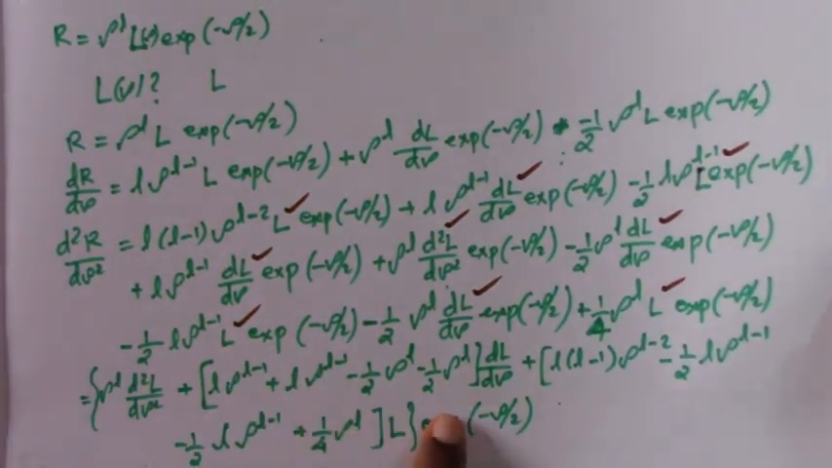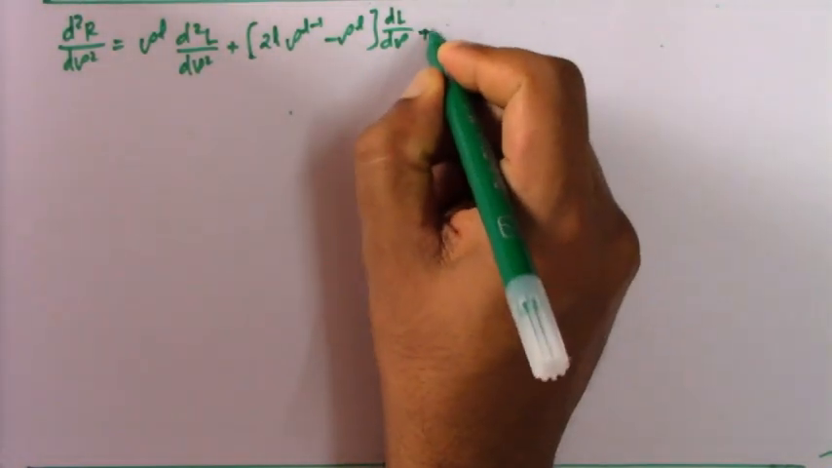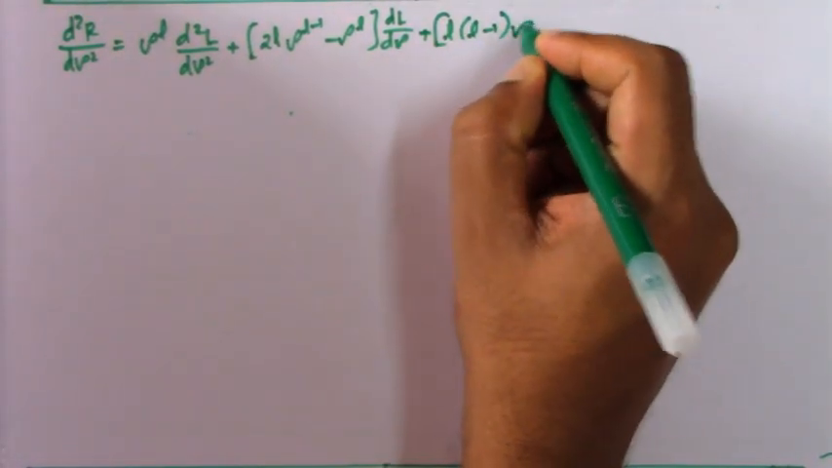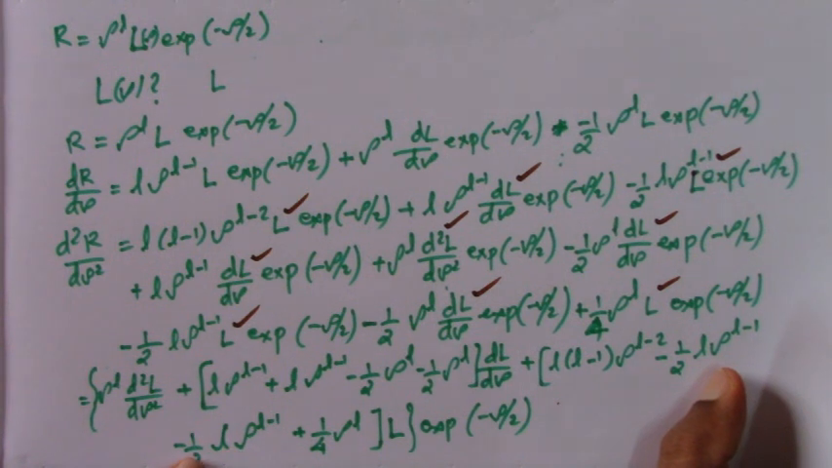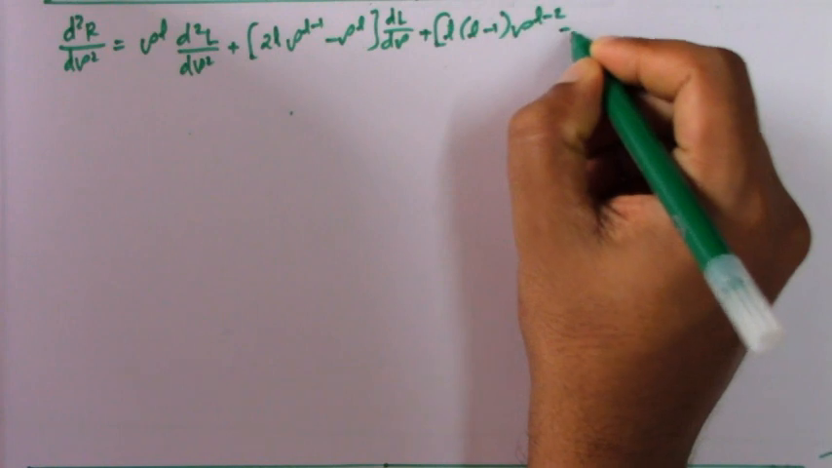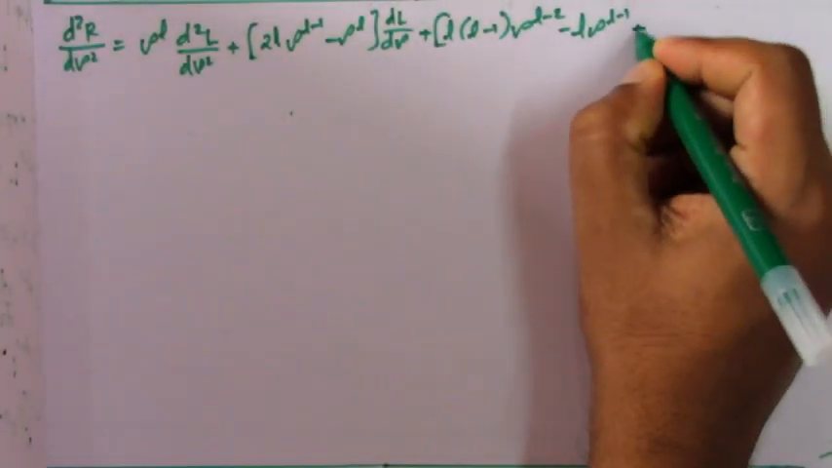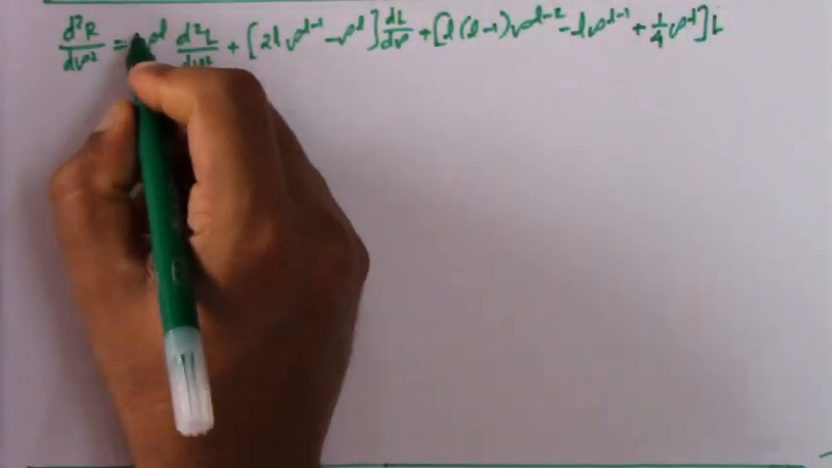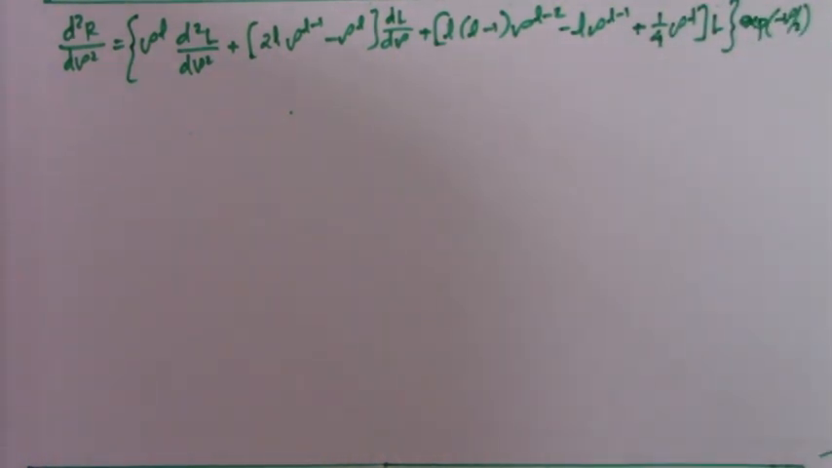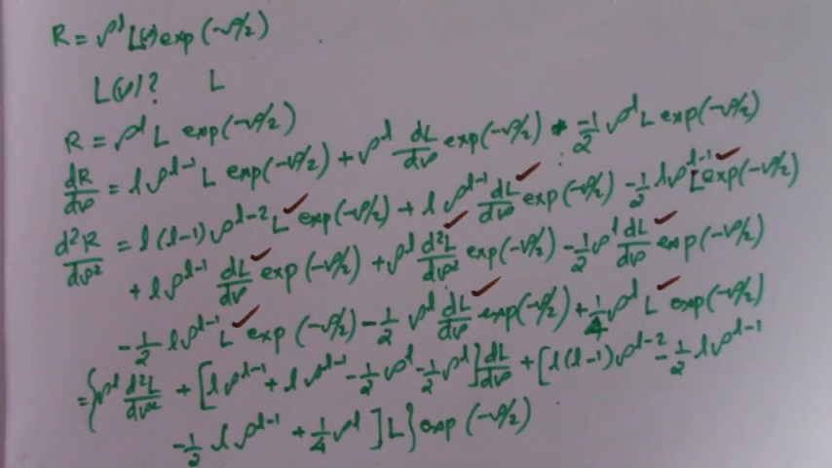Then what is remaining is plus L into L minus 1 rho raised to L minus 2 plus L into L minus 1 rho raised to L minus 2, minus half L rho raised to L minus 1 minus half L rho raised to L minus 1, that is minus L rho raised to L minus 1, plus 1 by 4 rho raised to L, all multiplied with L. These are all L terms, and again everything is multiplied by exponential minus rho divided by 2. So we have d square R by d rho square.